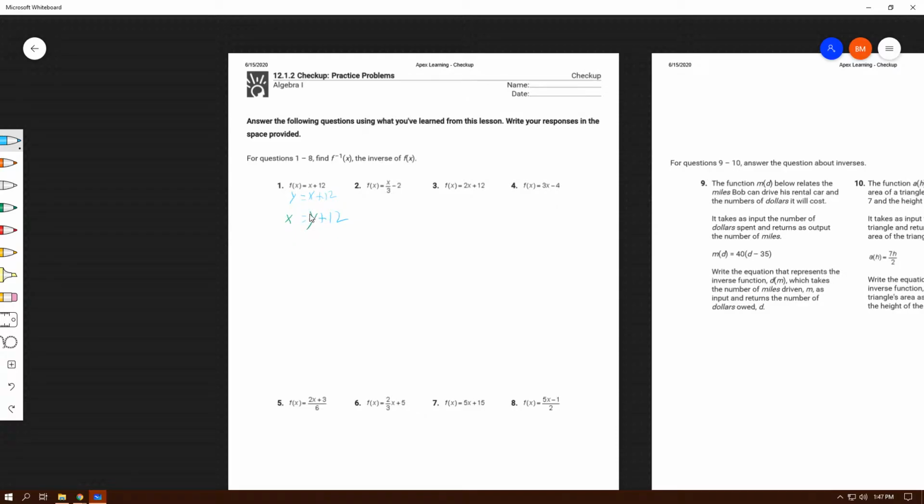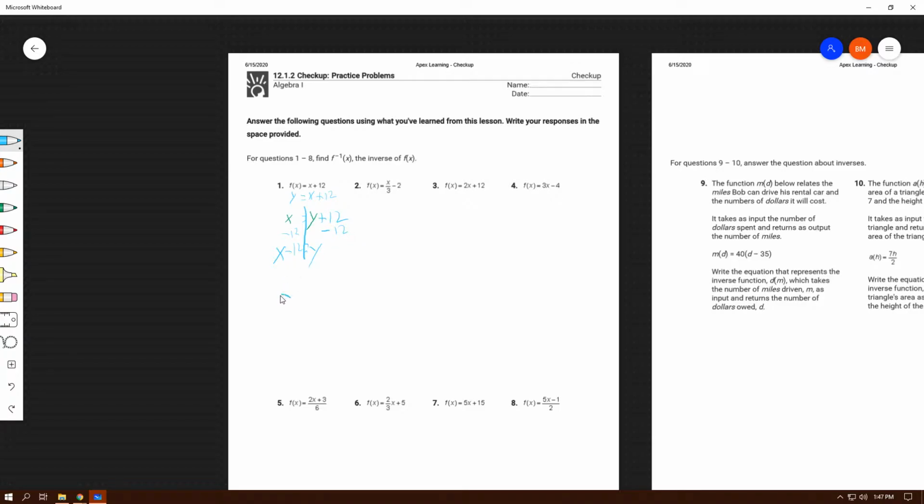I want to get y by itself. Well, what's on the same side as y? 12. What's it doing? Adding. How do you get rid of addition? We subtract. I subtract both sides by 12. So I have x minus 12 equals y. Y is by itself. I'm done.